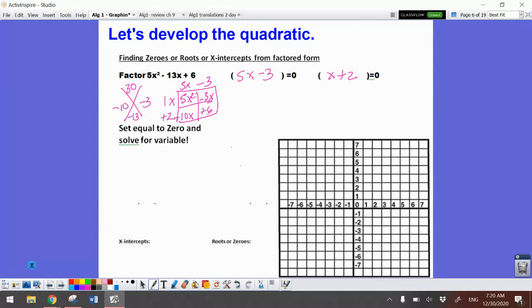To be able to set those equal to 0, I need to move my 3. 5x equals 3. x is going to equal 3 over 5, which is 0.6. Move my 2. x is equal to -2. So far, I have a root at -2 comma 0, and I have a root at 0.6 comma 0. Okay, so far so good.